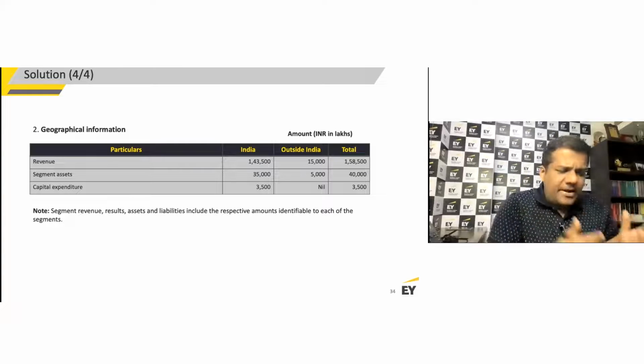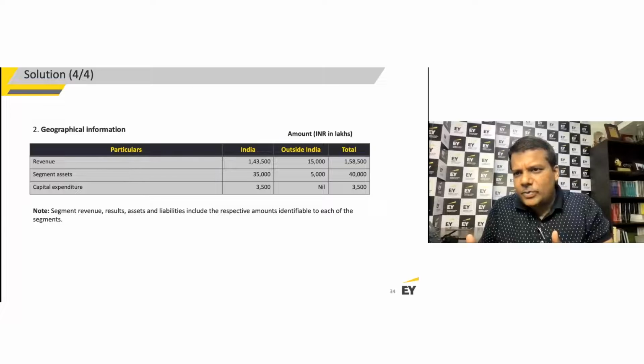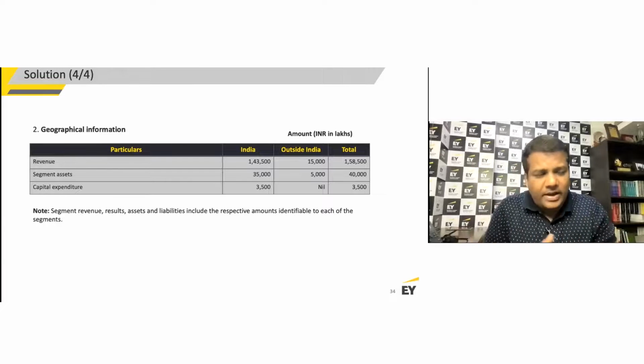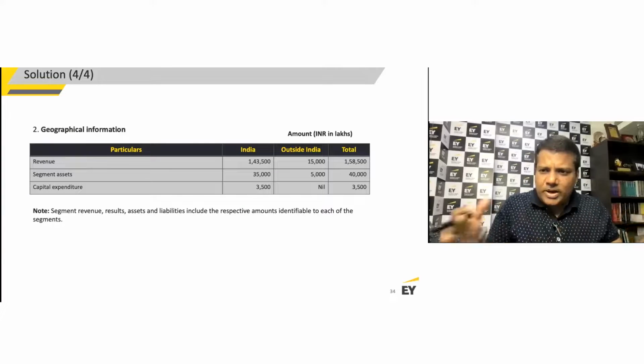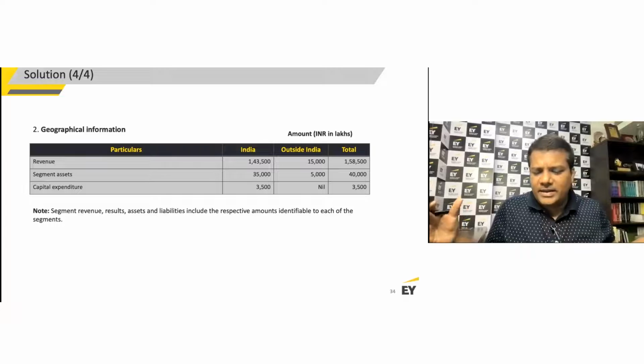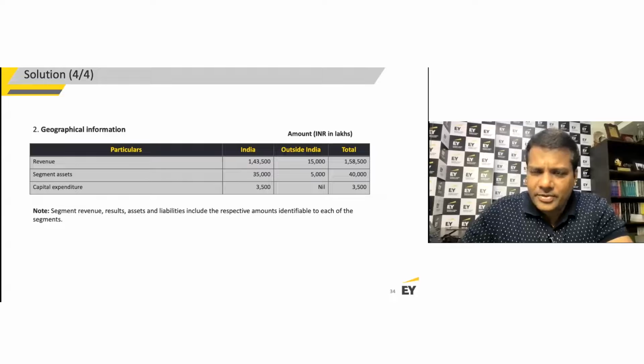So you do the segment, and then what is called the enterprise-wide disclosure. So that also is in a way required. So enterprise-wide disclosure, you do it again then based on geography. So here you've done based on geography, okay, based on whatever the information was given to you.